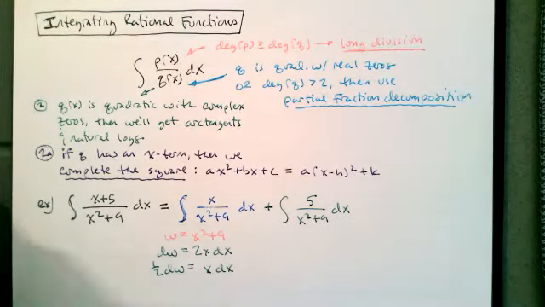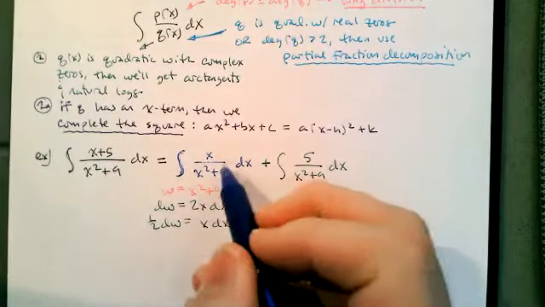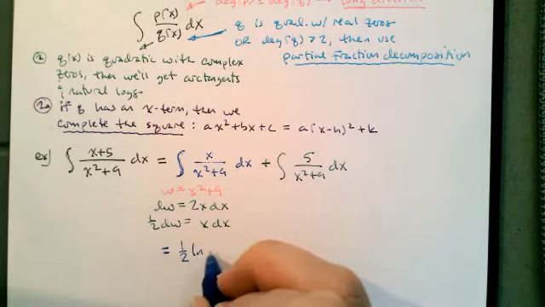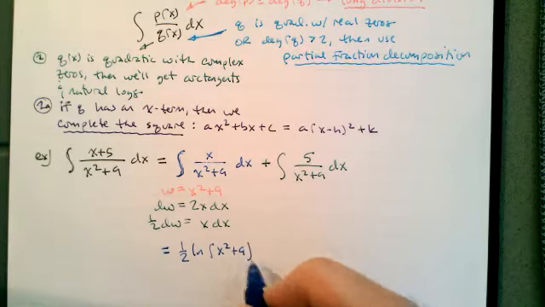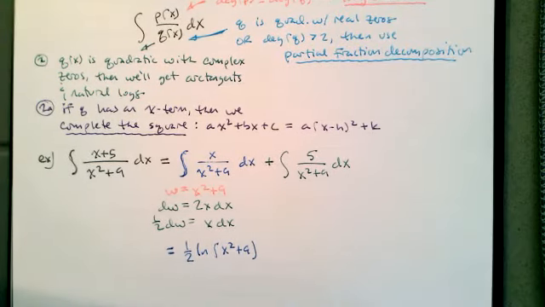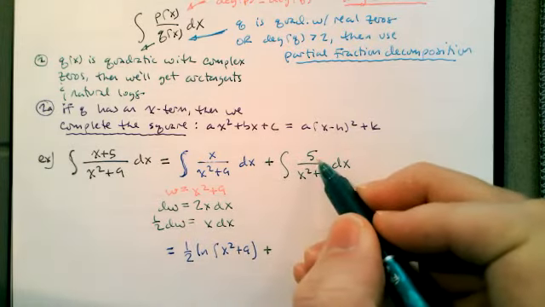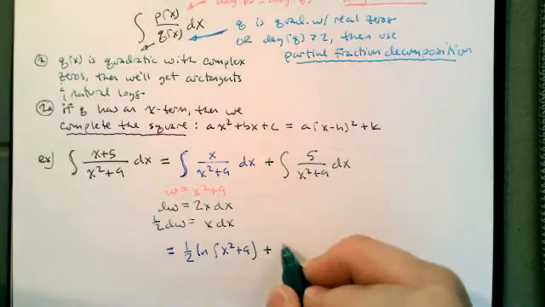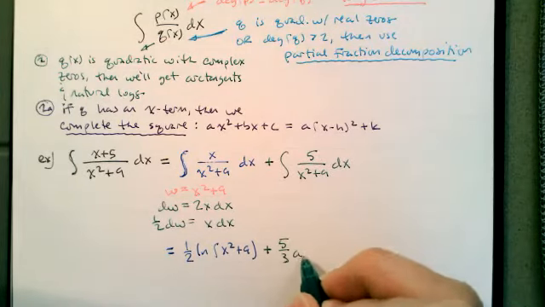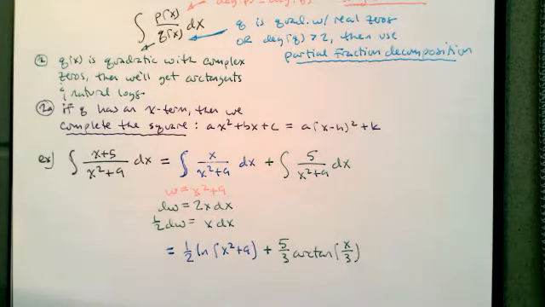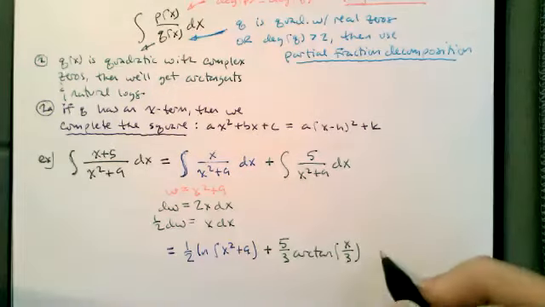So when we integrate, the integral of x over x squared plus 9 is going to give us a 1/2 natural log of x squared plus 9. Since x squared plus 9 is always positive, I don't need to worry about the absolute values. Plus, then here we're going to have 5 times the integral of 1 over x squared plus 9. So I'm going to have 5/3 arctangent x over 3. And then plus c.